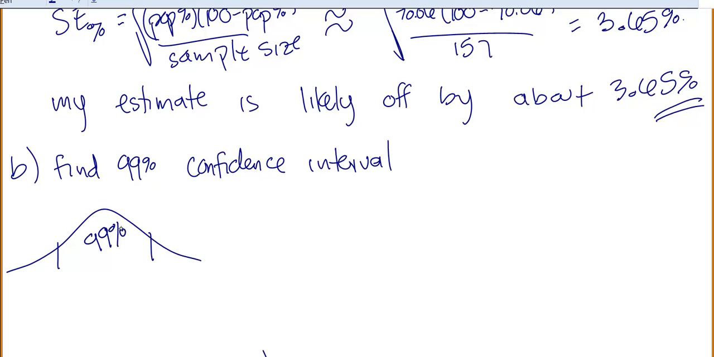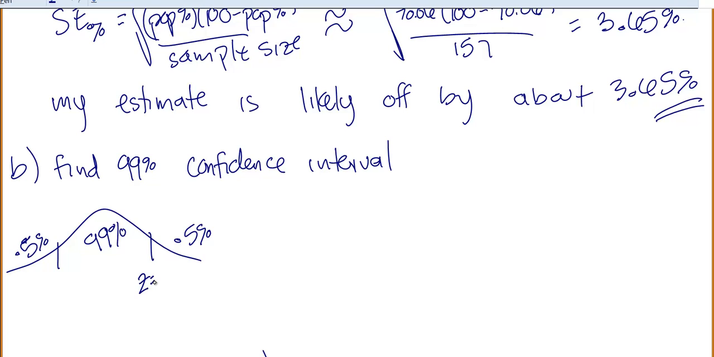So if it's 99% in the middle, then that leaves us 1% for each tail. And divide that by 2 leaves us 0.5% for each tail. When you're done, add them back up and make sure they all add up to 100. That's a good way to double check.